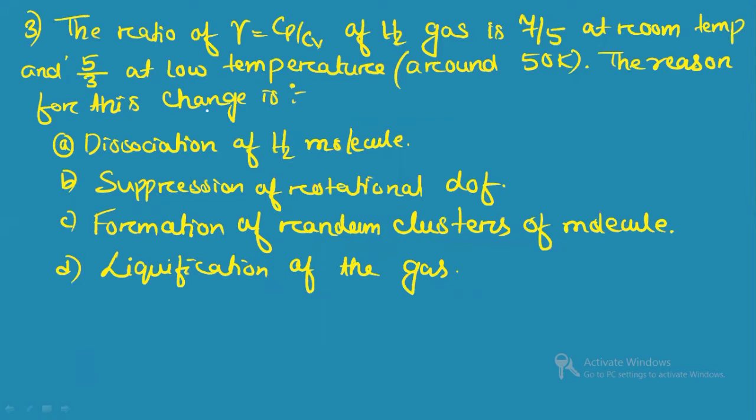Next, you see the ratio of gamma equals to Cp by Cv for hydrogen gas is how much? 7 by 5. This is at room temperature. And it is 5 by 3 at low temperature. Okay, this is for ordinary temperature. This is for low temperature. The reason for this change is what? What is the reason for this change? The ratio is given to you.